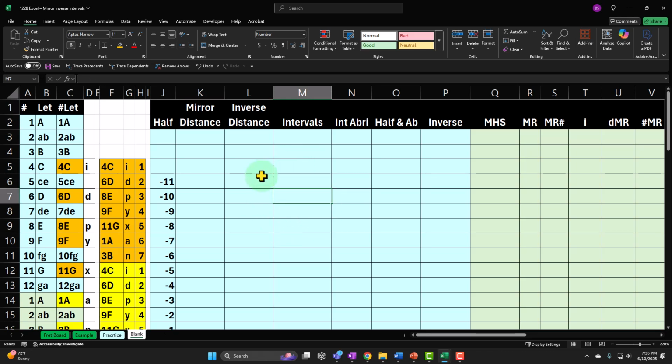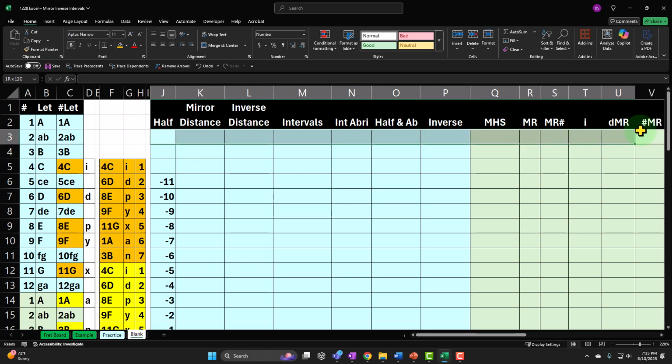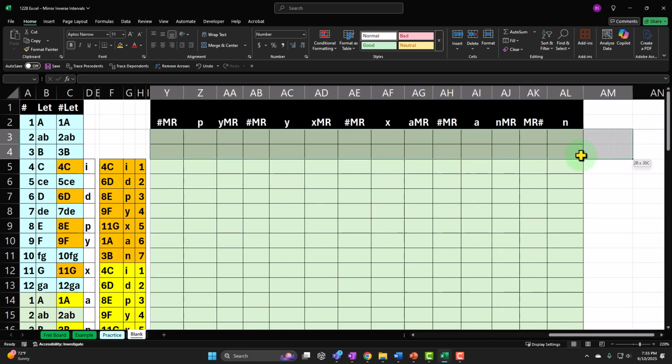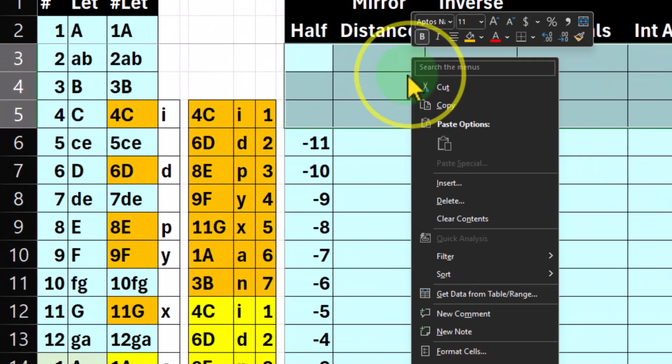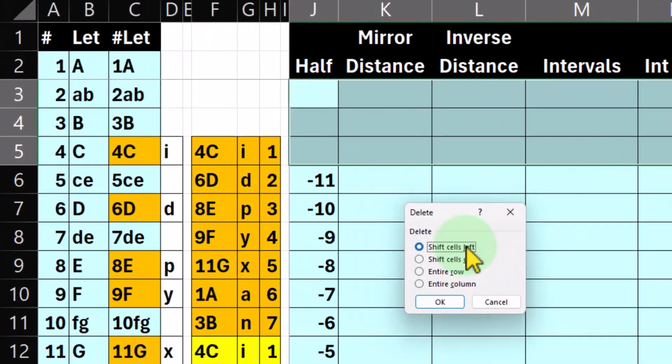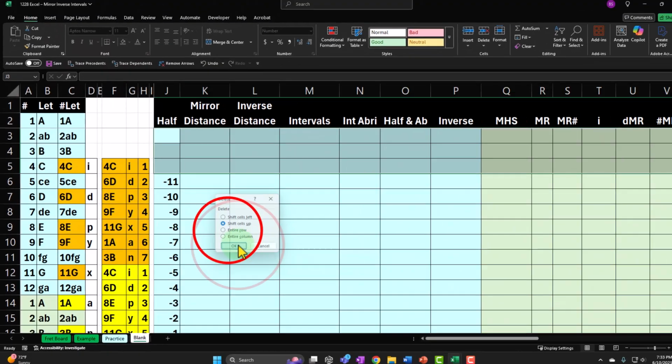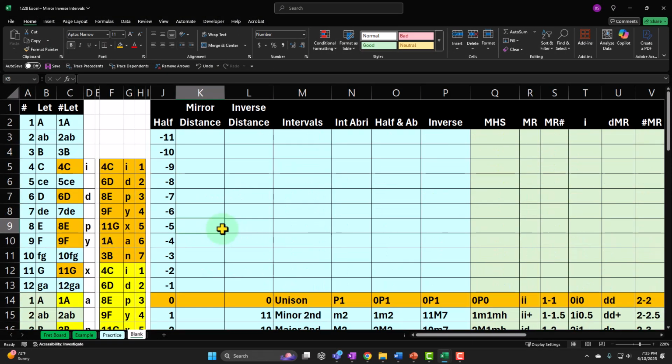Now I added these columns, but I didn't need them. I'm going to delete these top bits now. What happened here? Now I've added too many. Right click and delete those ones, shifting up. Okay. So there we have it. All right, so that's going to be the idea.